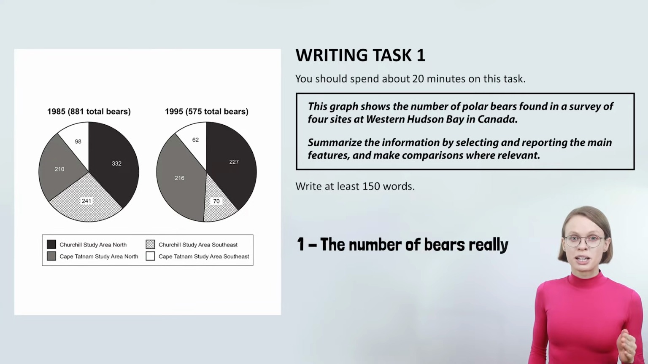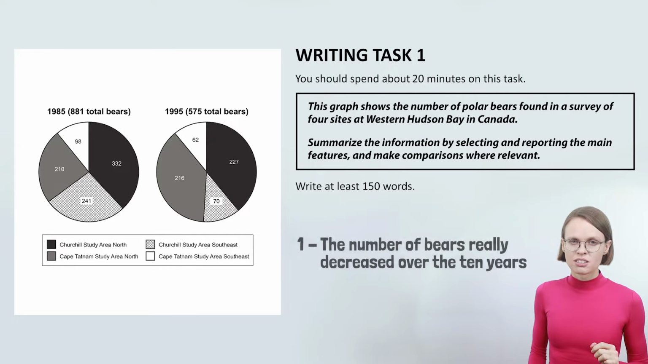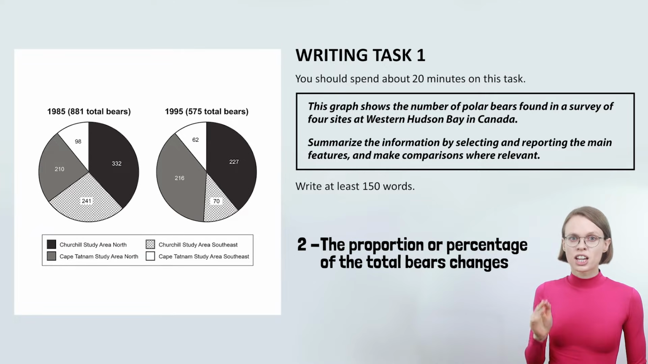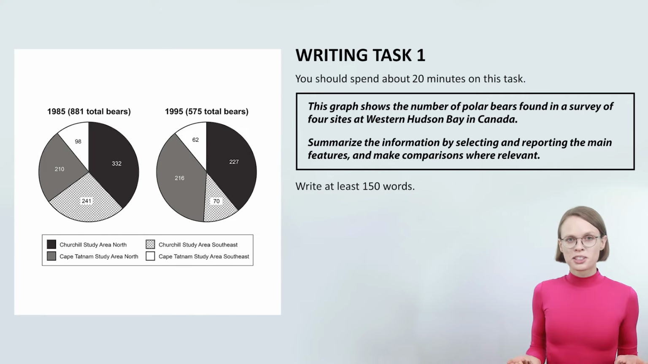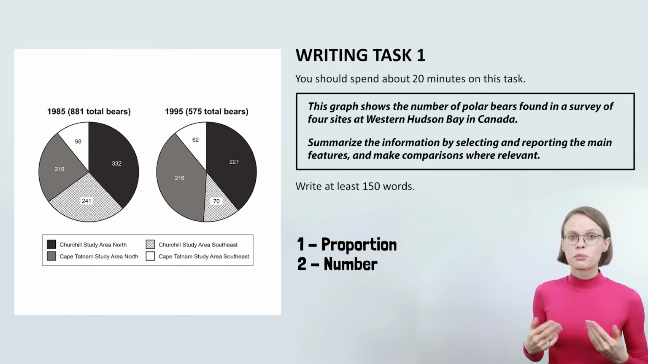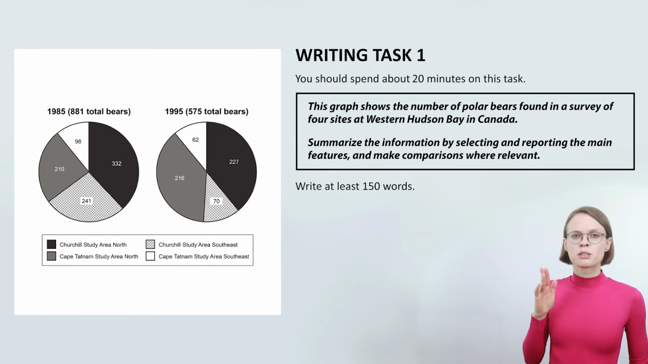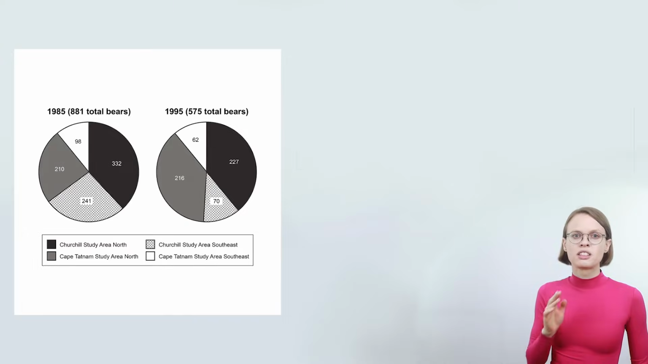First, the number of bears really decreased over the 10 years. That's an important idea. However, the proportion or percentage of the total bears changes in two places and remains about the same in another. I'm going to talk about two very different ideas, proportion and number. The proportion can change in different ways from the numbers, so I know I must be careful to keep the vocabulary accurate when I'm writing my answer. I think I will start with the number of bears, so I'm ready to begin writing.